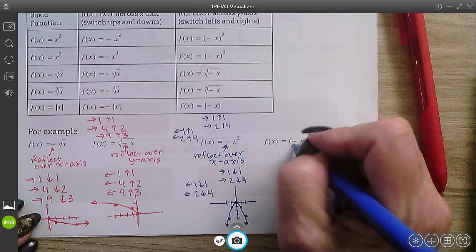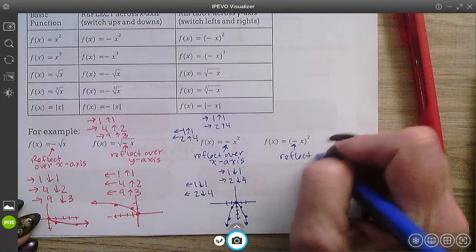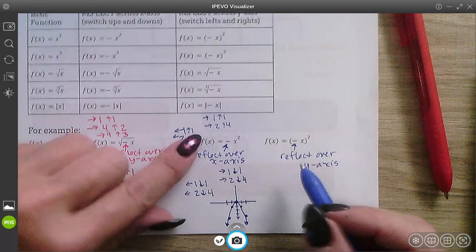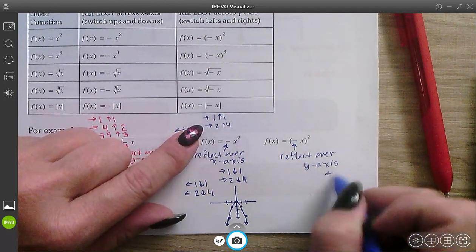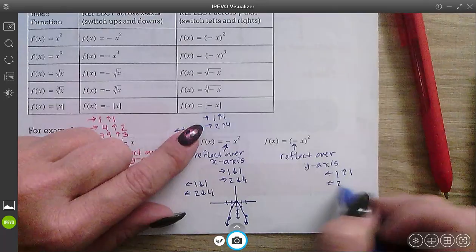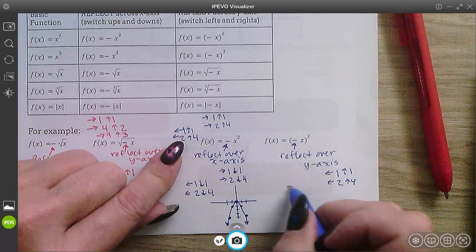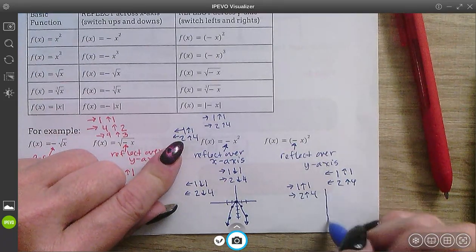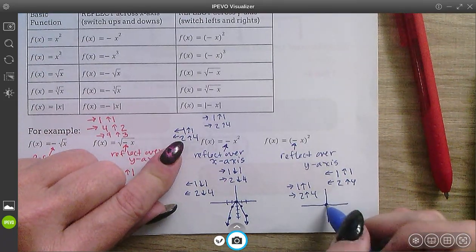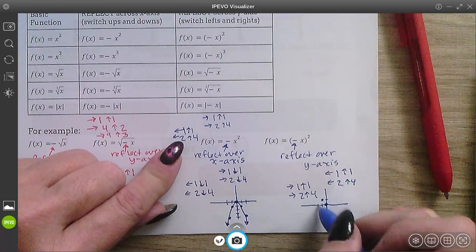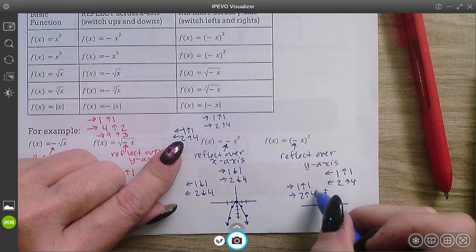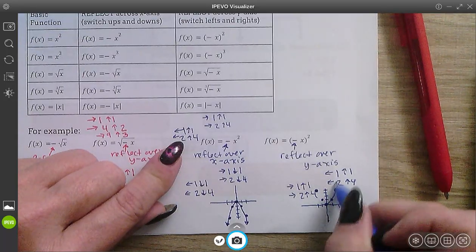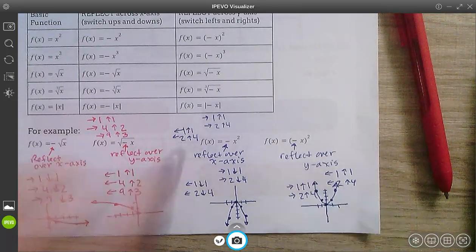But if I reflect over the y-axis, so that I switch my lefts and rights, now I'm going to go left 1, up 1, left 2, up 4, and right 1, up 1, right 2, up 4. That is not going to do a whole lot to change my graph. Left 1, up 1, left 2, up 4, and right 1, up 1, right 2, up 4 did not change the appearance of my graph at all.